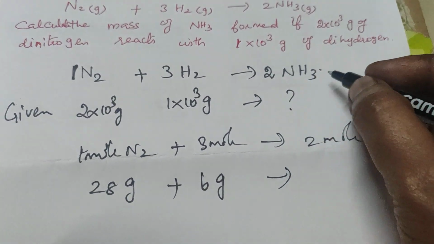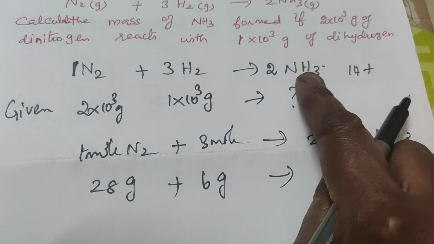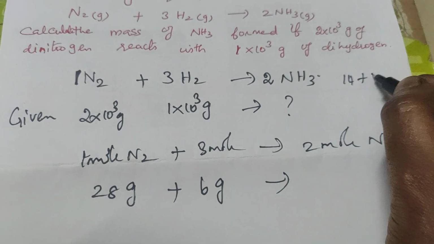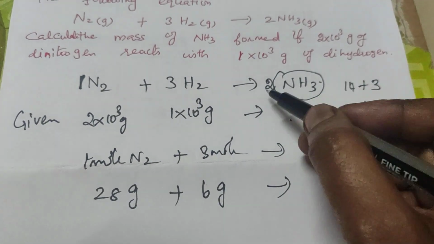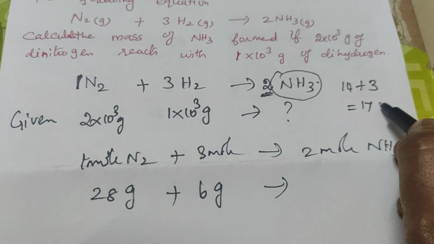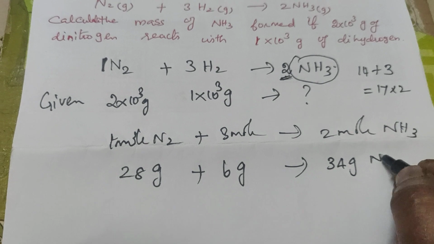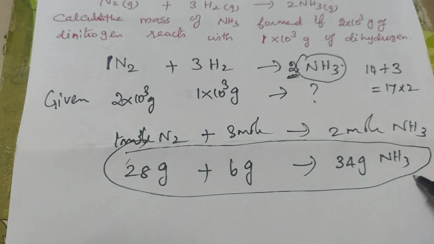Similarly for ammonia, I can calculate: nitrogen mass is 14 plus hydrogen mass is 1. There are 3 hydrogens, so 3 into 1 you will get 3. So 17 is for NH3. Since there are 2 moles, 17 into 2 you will get 34. So here 34 gram of ammonia. This is the stoichiometric mass, right?